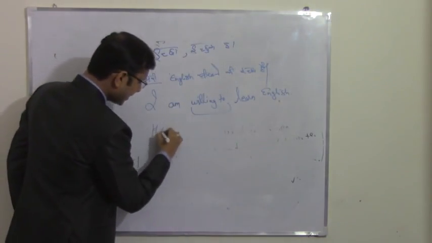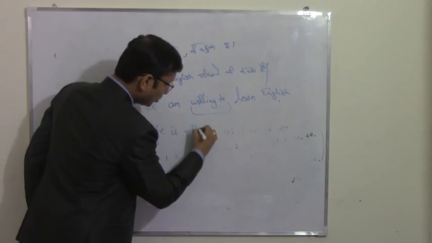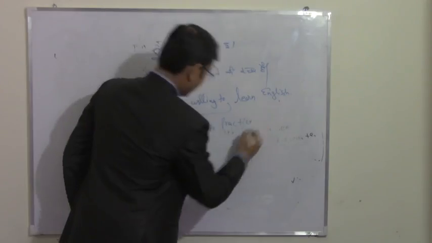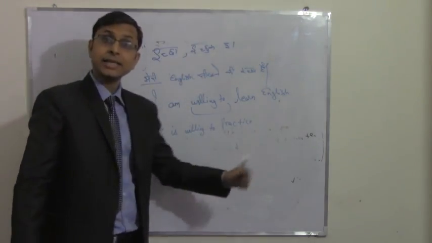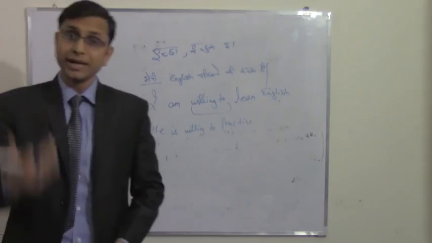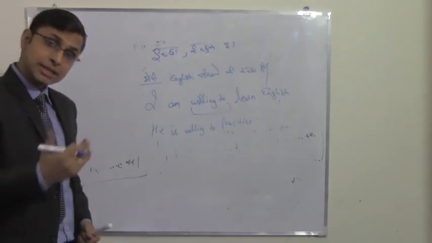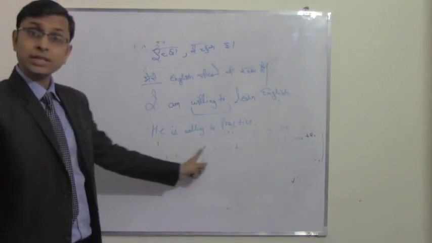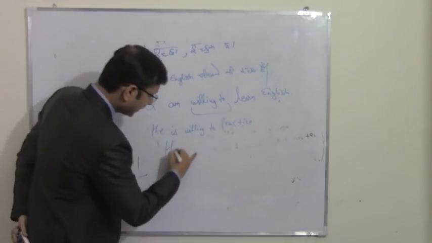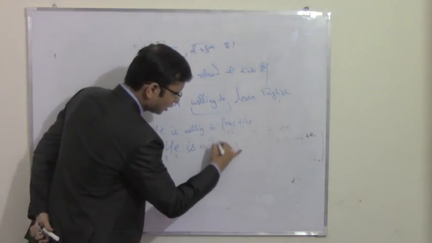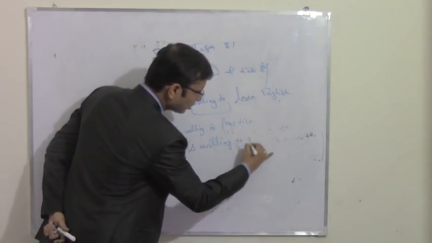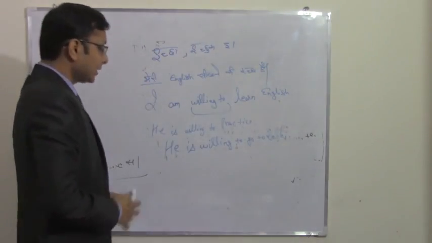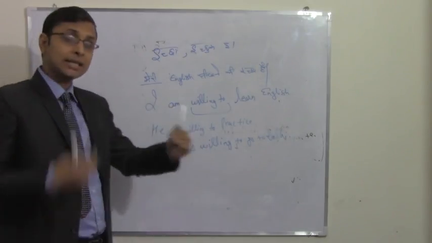And then he is willing to practice. So उसकी practice करने की इच्छा है. Obviously you need to be willing to practice in order to learn English. अगर आपको English सीखनी है तो practice तो हमें करनी पड़ेगी, and that's what we have been doing here. So he is willing to practice, and he is willing to go to Delhi, right? And then over here we are talking about इच्छा, कि इच्छा है.